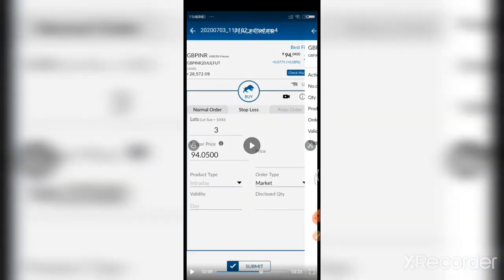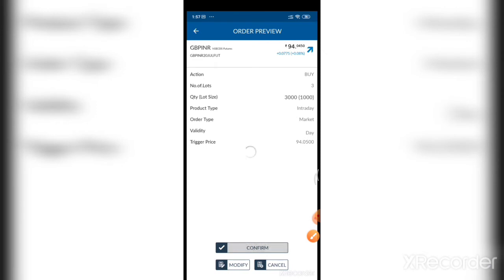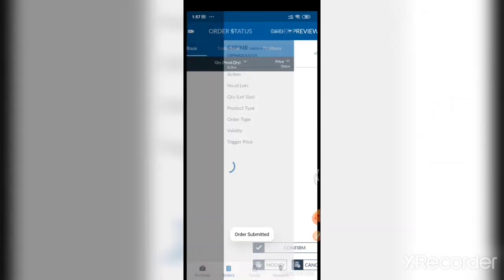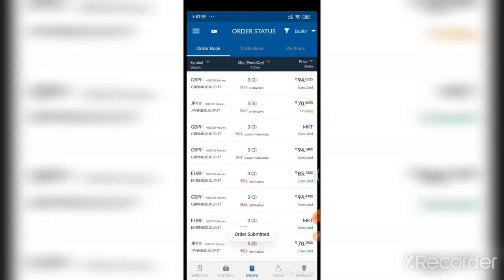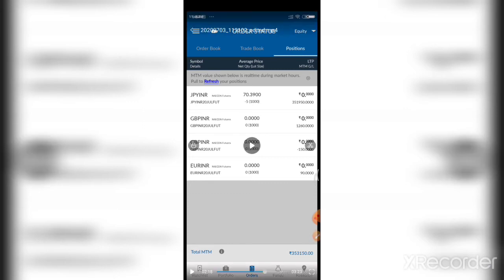Yes, we just make it market. Here you can see order type market and just click on the submit button and it will execute at the market rate, 94.0525. Okay, so at this price the order is executed. Here you can see GBP is sold, GBP is exited. We have exited from the GBP position. Okay, now remaining is only JPY.